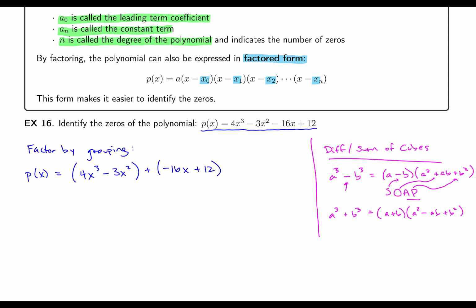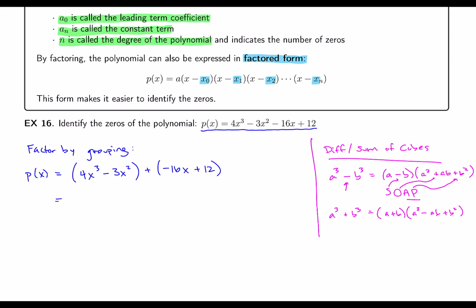So I'm making this basically plus a negative 16x so that I can group the negative inside those parentheses. If I didn't, I would have to make sure I also changed the sign on the 12. It's a little bit more complex. So just leave the sign with the term.